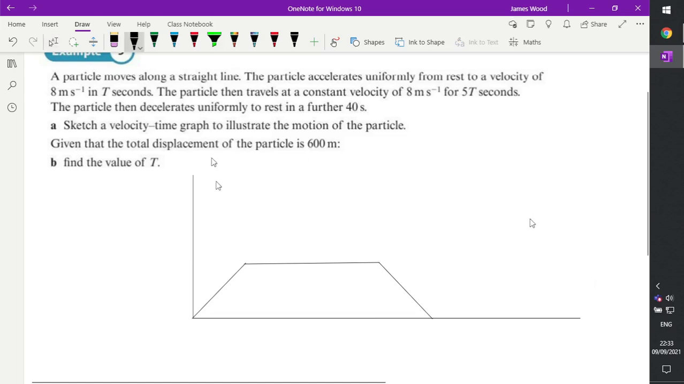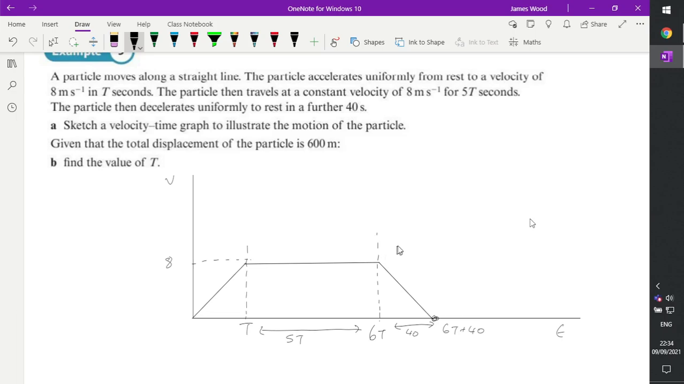Let's label some of the information. So it goes to a velocity of 8 meters per second in t seconds. Then it travels at a constant velocity of 8 meters per second for 5t seconds. So that means that this would be 6t here, because this gap, it's telling me, is 5t seconds. It then decelerates uniformly to rest in a further 40 seconds. So this bit here is 40. So that means that this final time here would be 6t plus 40. That might be useful to put on there. Okay, well there's our graph, that's done.